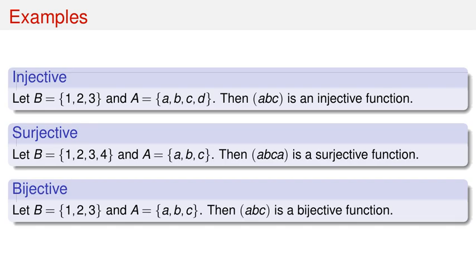For a bijective function, let B be the set {1, 2, 3} and A be the set {a, b, c}. Then the function is a bijective function because it is both injective, each element in B maps to a unique element in A, and surjective, every element in A is mapped to.